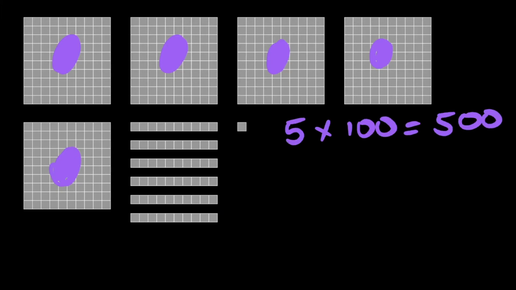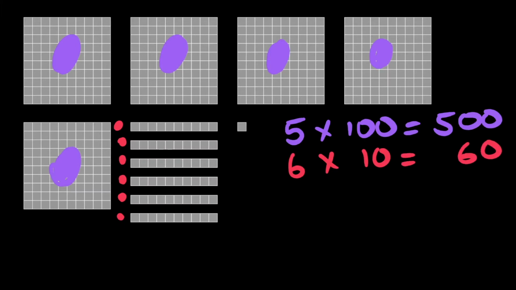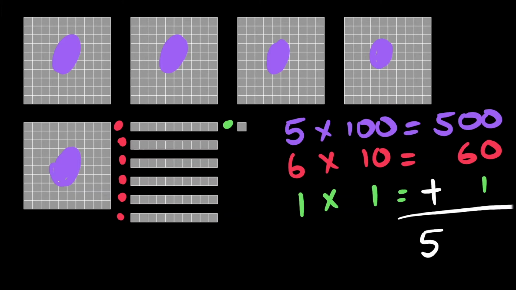If we count the rods, we have 1, 2, 3, 4, 5, 6 tens. So we have 6 tens, and then a single block, 1 block. So we have 5 hundreds, 6 tens, 1 one. We can add those together, or just place the digit in its respective position. We'll have a 5 in the hundreds place, a 6 in the tens, and 1 in the ones position. So our number is 561.